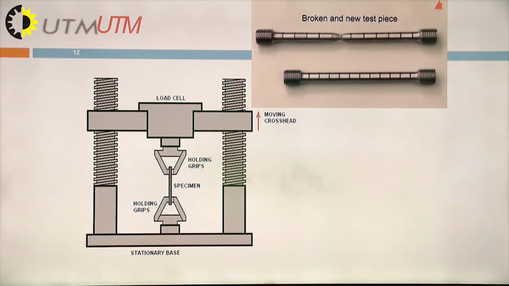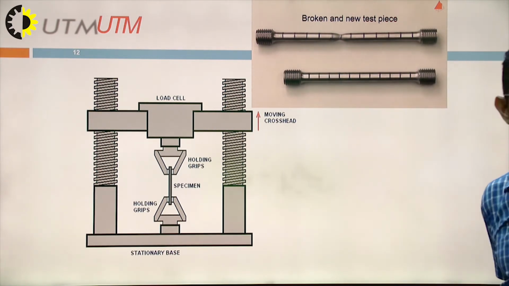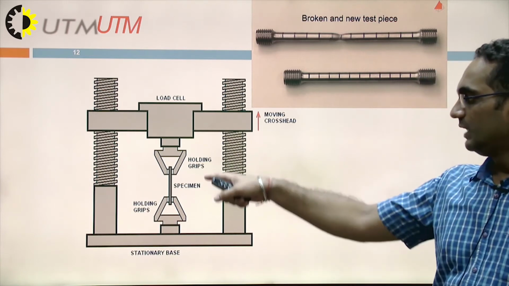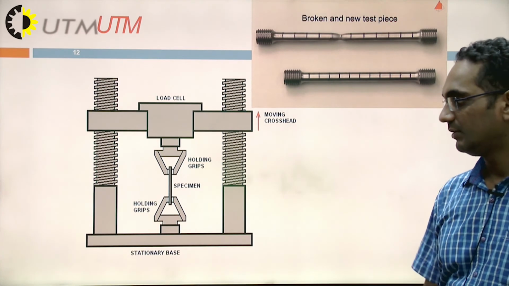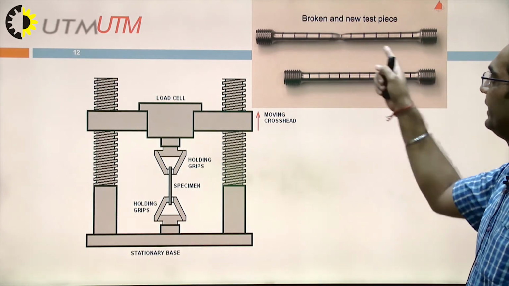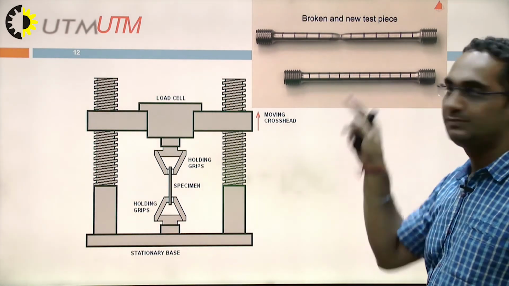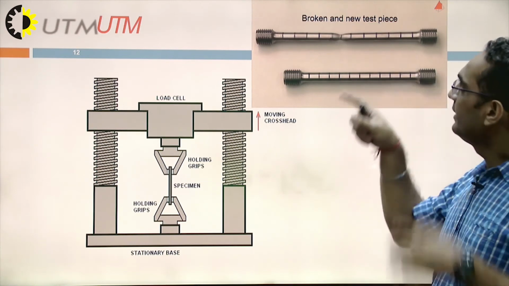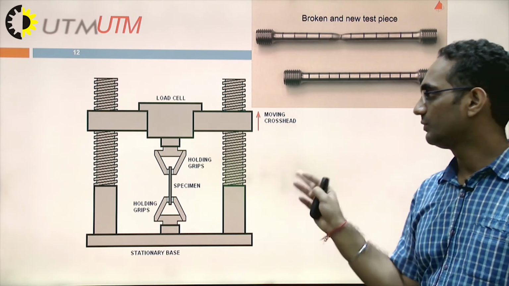This is the broken and new test specimen. This is the tensile specimen. This is the load cell, which is placed over it. And this is the broken and new test piece, which are extended. And this is the moving crosshead.